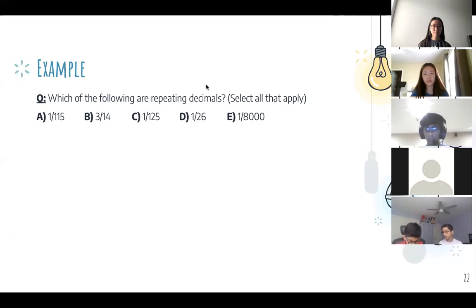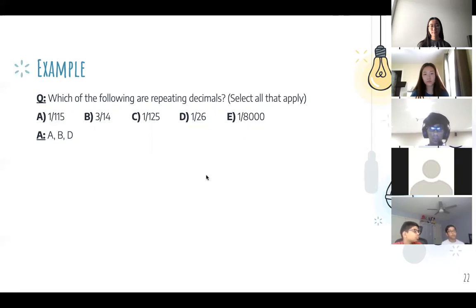Okay, so some people are saying that the answers are going to be B and D. Actually, you guys are going to be mistaken. Charles got it at the end, but you're going to be missing A. And remember, to make it a repeating decimal, it can be divisible by 2 and 5, but it also has to be divisible by another prime.